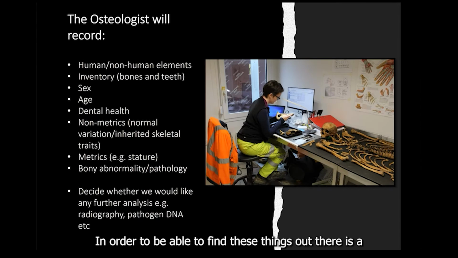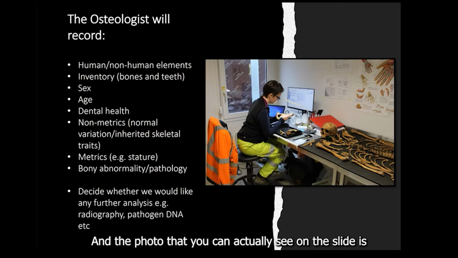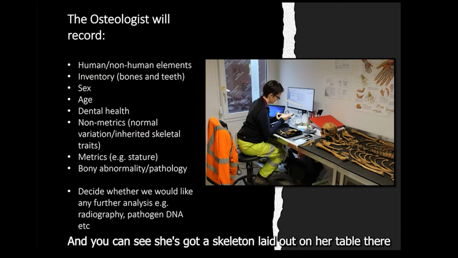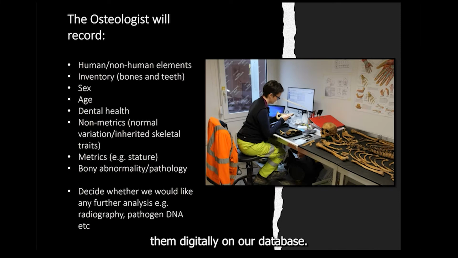In order to be able to find these things out, there's a number of things that osteologists like myself need to be able to record. And the photo that you can actually see on the slide is one of our osteologists, Vicky, in our main laboratory. And you can see she's got a skeleton laid out on her table there, and she's looking at some of the bones and she's recording them digitally on our database.